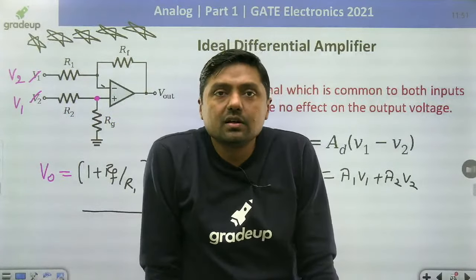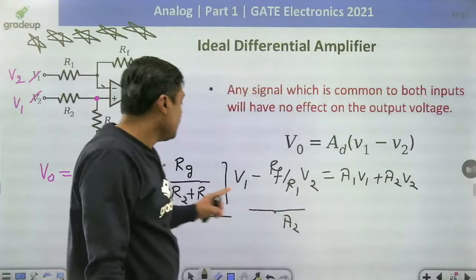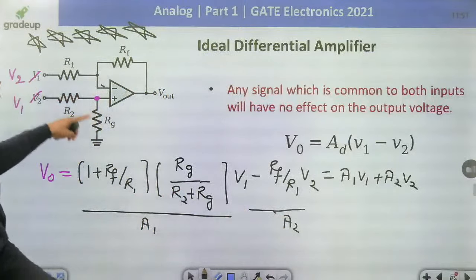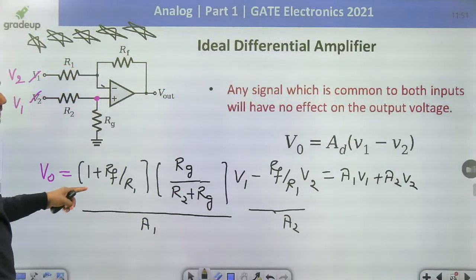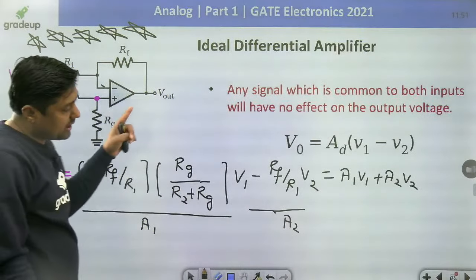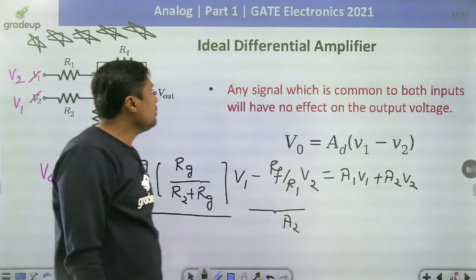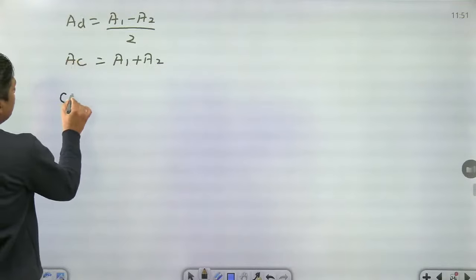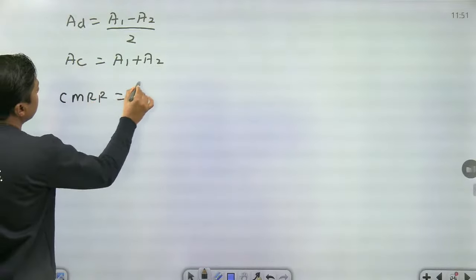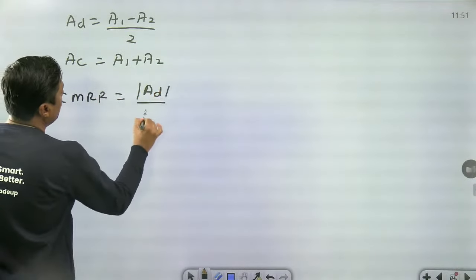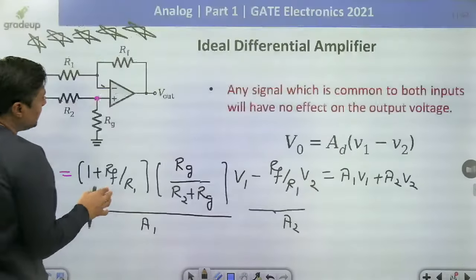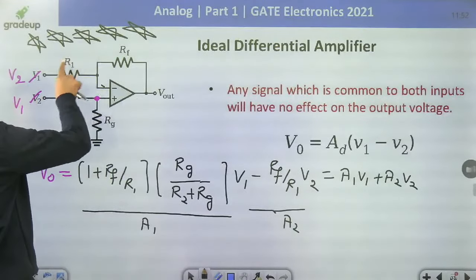Okay guys. Then formula, direct formula. This is A1, 1 plus Rf by R1 into Rg by R2 plus Rg. That is what AD, and that is what? Sorry, A1 and A2. And then you have to find this value and that is CMRR, common mode rejection ratio. Now, what is the ideal condition if this ratio Rf by R1 is equal to what?